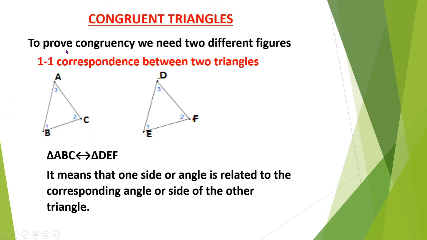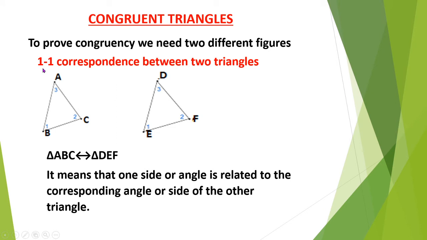Now we have to move to the main definition, that is congruent triangles. To prove congruency, we need two different figures, and in the case of triangles, we need two triangles. One-to-one correspondence between two triangles. For example, if there are two triangles ABC and DEF, this is the symbol of correspondence.